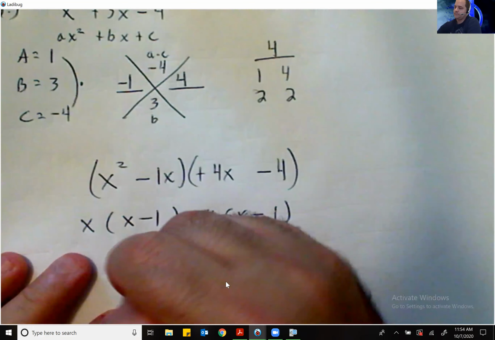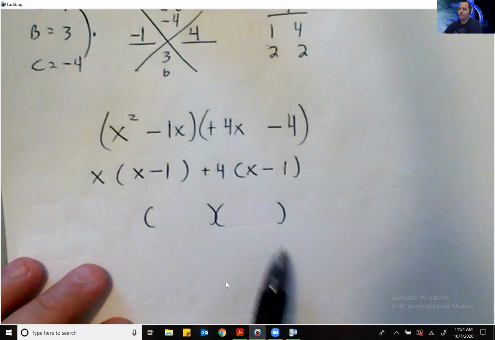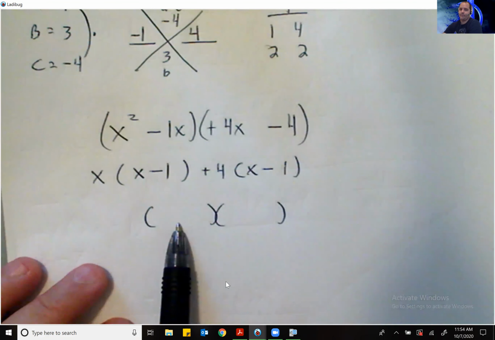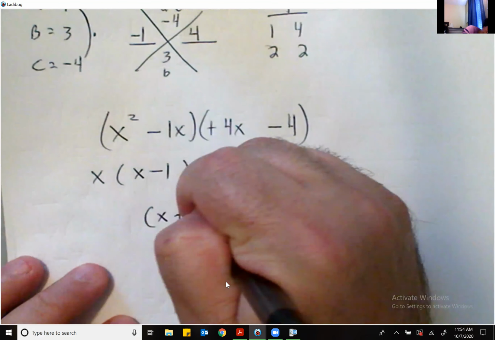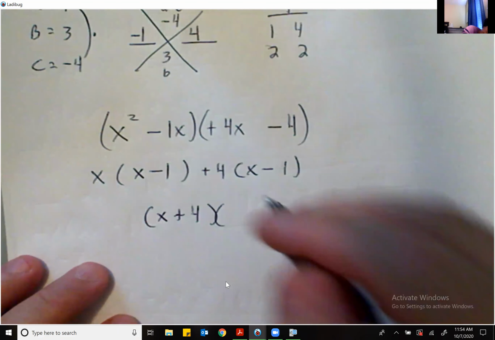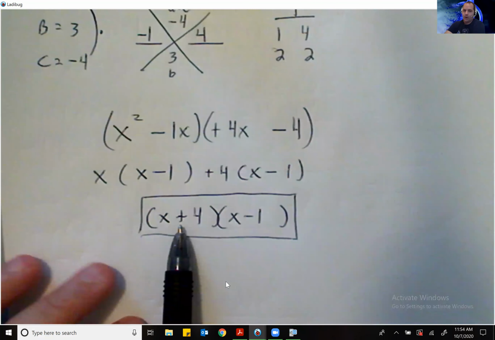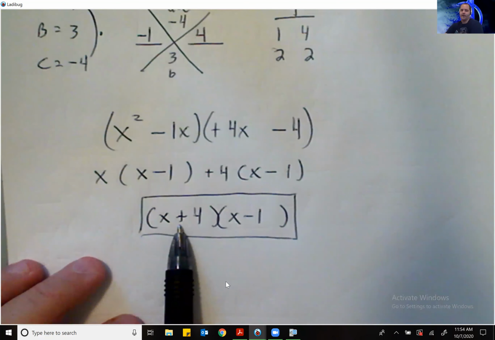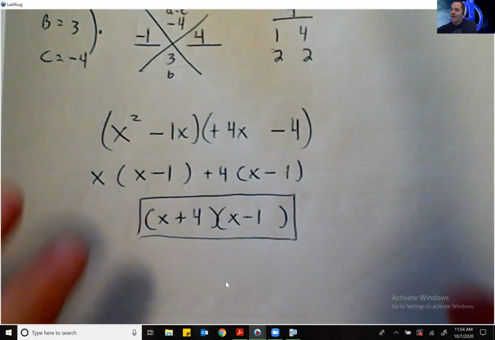And then now we write out our 2 parentheses. So what goes in my first parenthesis? X plus 4. What goes in the second parenthesis? X minus 1. And there you go. You have now completely factored. Again, we could have X minus 1 and then X plus 4. It doesn't matter. All right. That was the AC method.